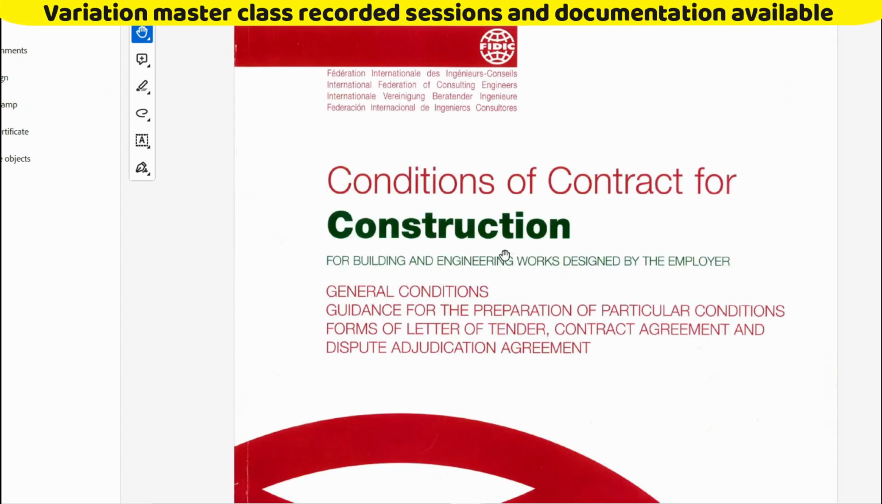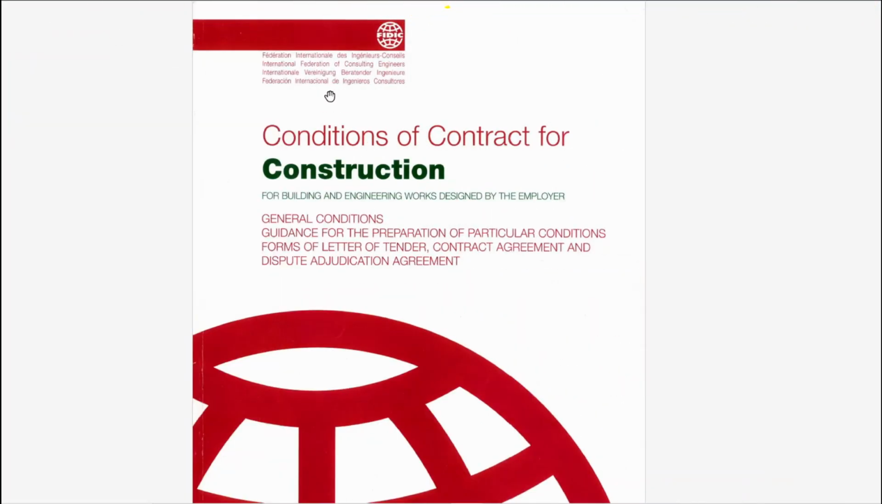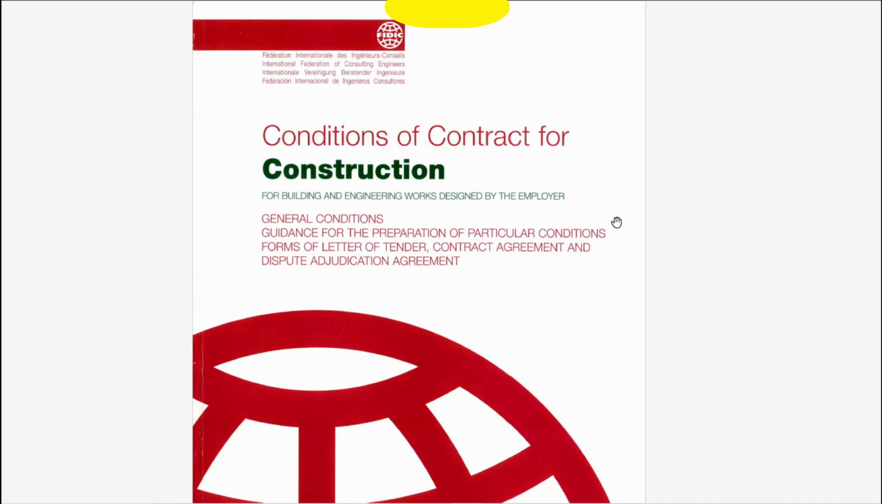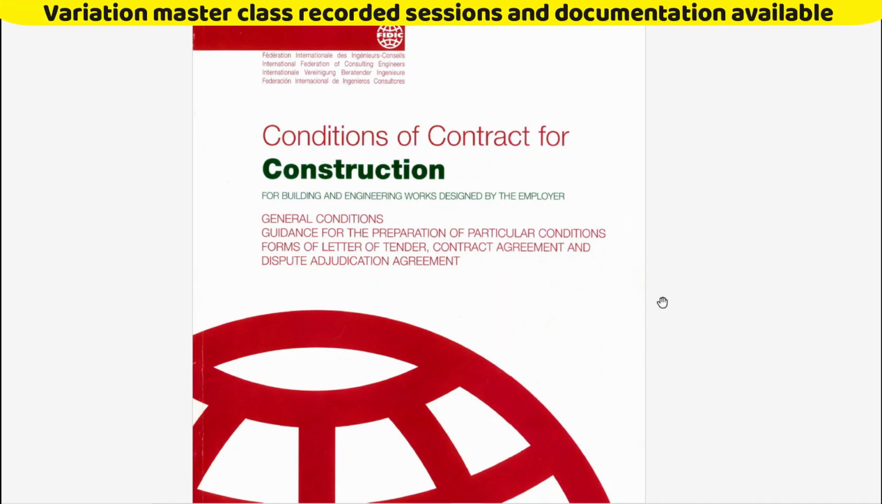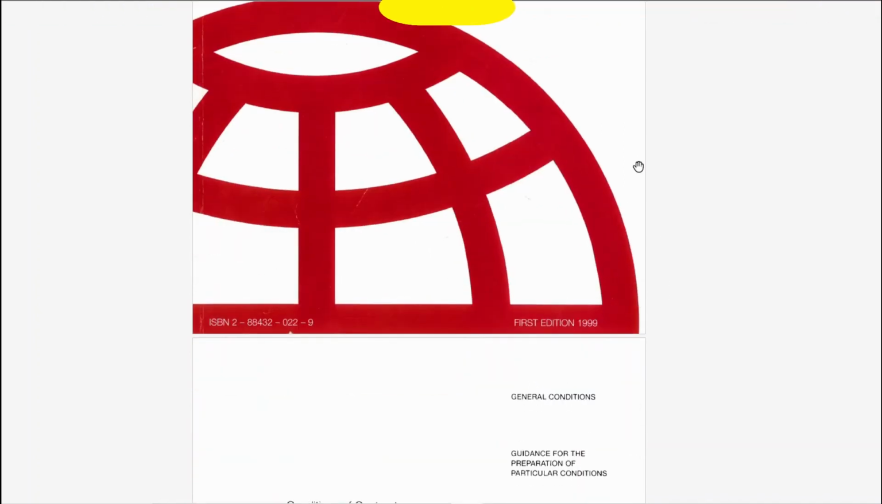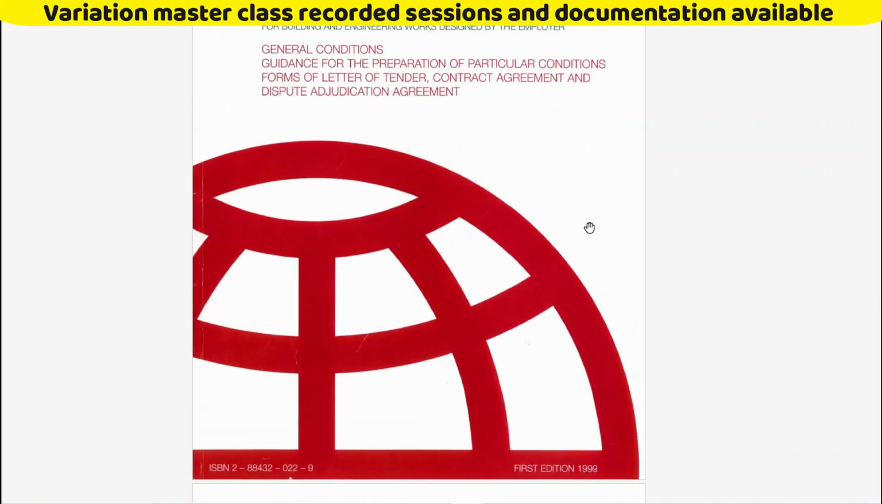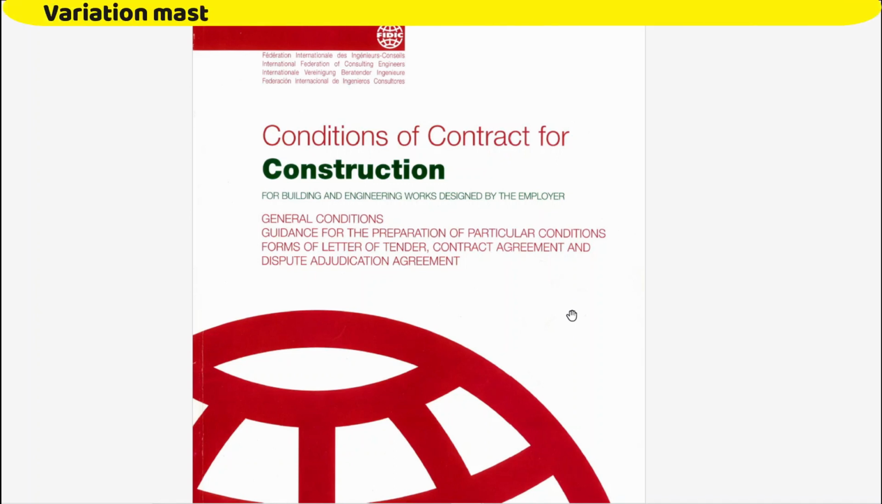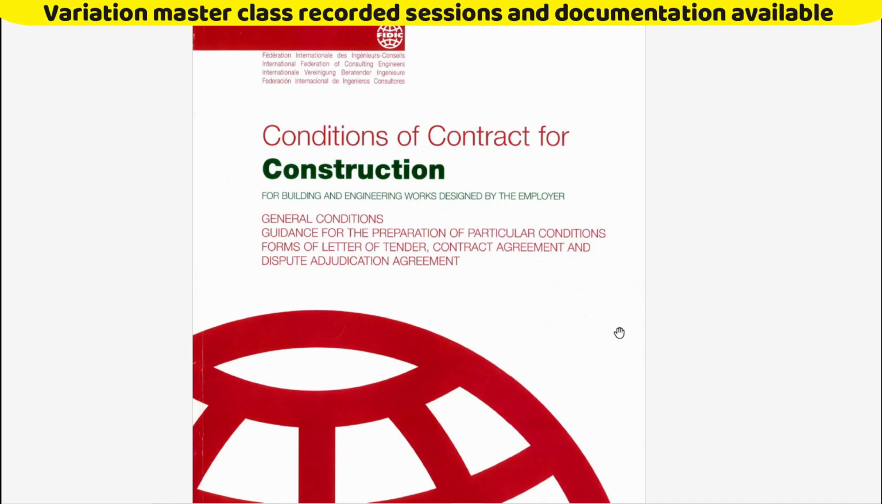This is the FIDIC 99 Red Book for the construction. At the moment in the construction industry, there are 3 versions available. The first version is the FIDIC 87, 1987. The second one is this one, the FIDIC 99 Red Book, you can see here. The third one is the FIDIC 2017. They launched another new version of the FIDIC.